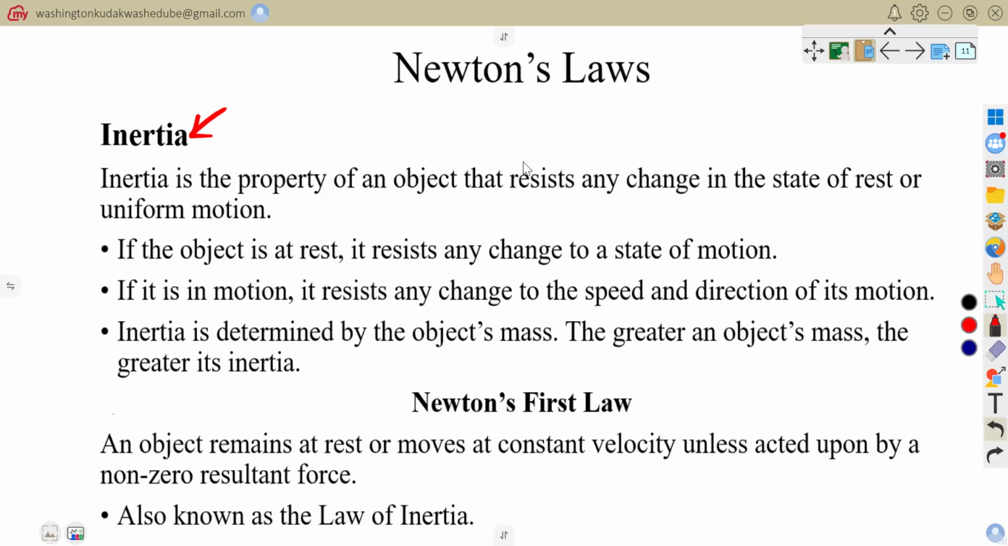The property is inertia. And how do you define that property? We say inertia is the property of an object that resists any change in the state of rest or uniform motion. So it causes objects to continue in their constant state of motion unless they are acted upon by a non-zero resultant force. So that is what defines Newton's law. It is also known as the law of inertia.